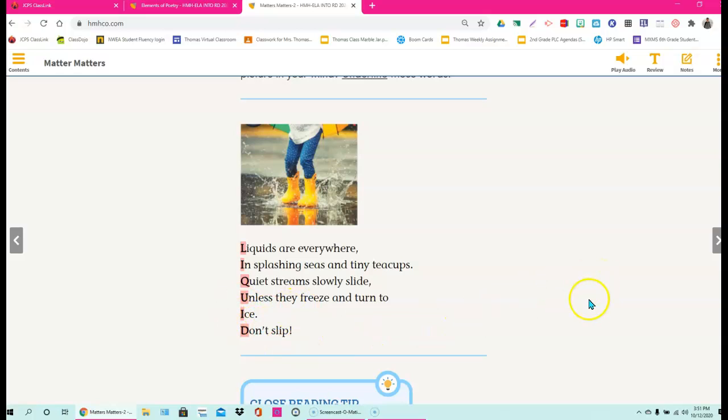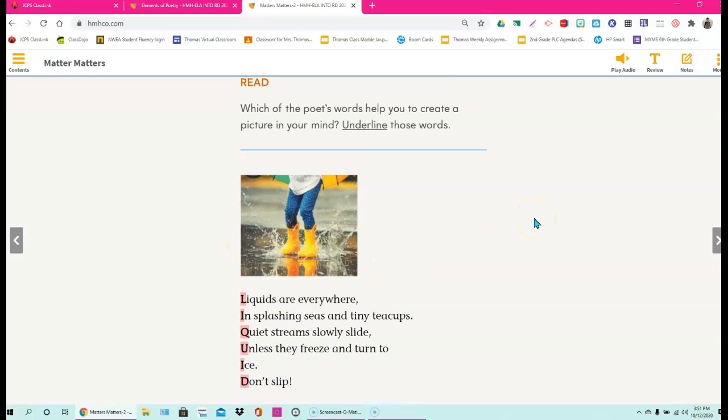So poets use a special way of writing. Okay, they have different patterns. Like we said, the flow of their writing is different. In this case, it's an acrostic poem, and it spells out the word liquid. So we can tell by looking at this that this is about liquids.